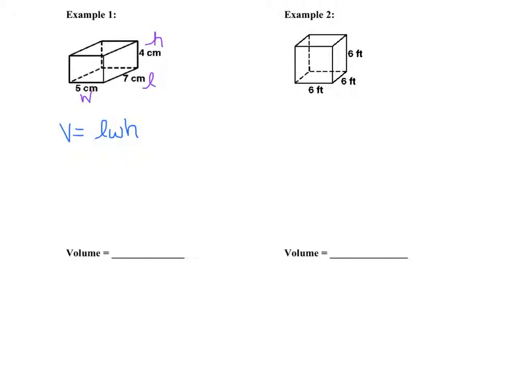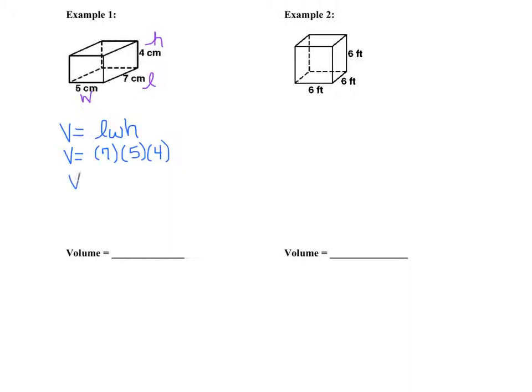Now we're going to replace our length, width, and height. Our length, we said, was 7, so replace the L with 7. Our width, we said, was 5, so replace the W with 5. And our height, we said, was 4. We identified it as 4. So we have 7 times 5 times 4.